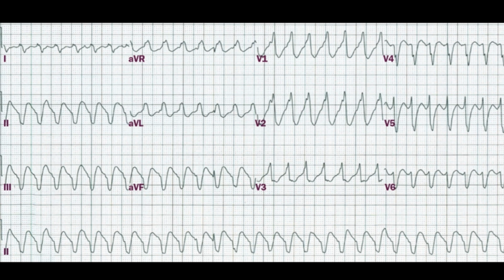There are some features which, if present, suggest that we are dealing with VT instead of SVT with aberrancy, and these are listed here. First of all, there will be a history of myocardial infarction or ischemic heart disease. If such history is present, think of VT. There would be AV dissociation, meaning no relationship between P waves and QRS complexes, and the number of QRS complexes will be greater than the number of P waves.